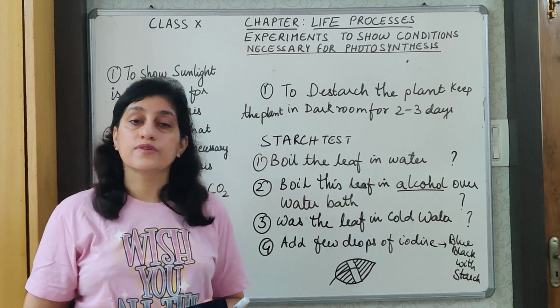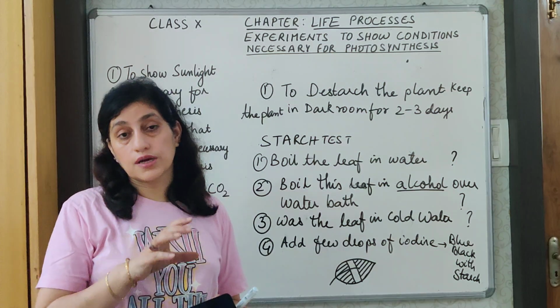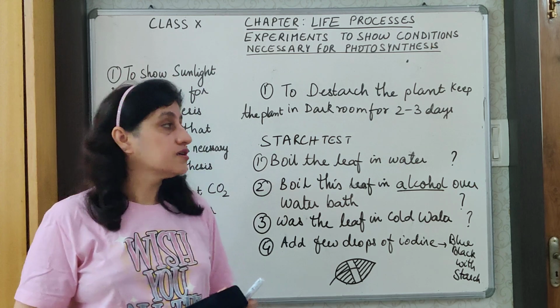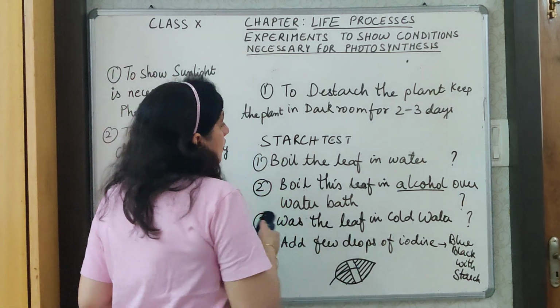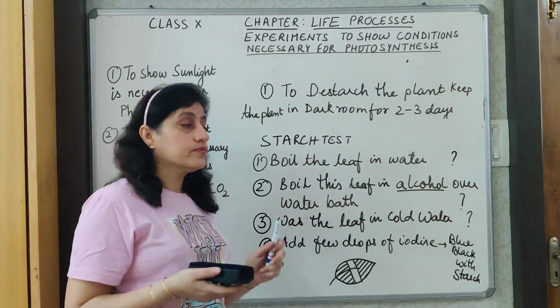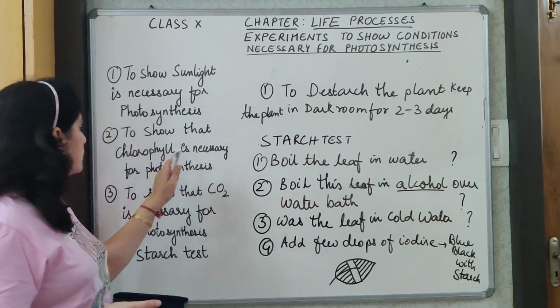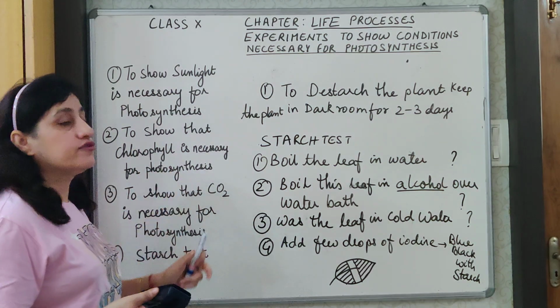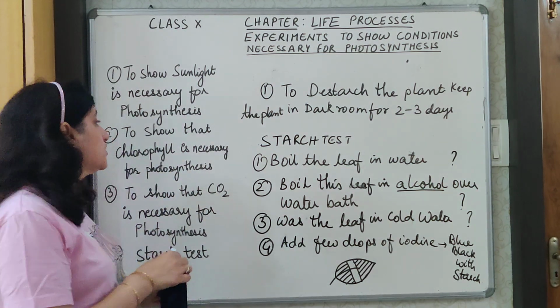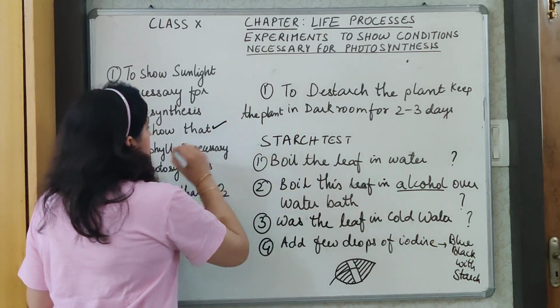Bougainvillea also has variegated leaves. So some portions green, some portions white. Now when we have to perform this experiment to show that chlorophyll is necessary for photosynthesis, as I told you, so now we are discussing this one.